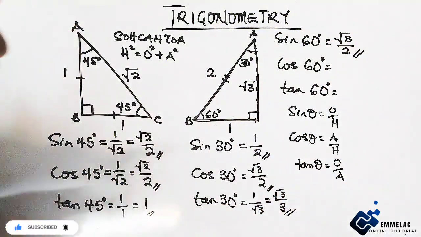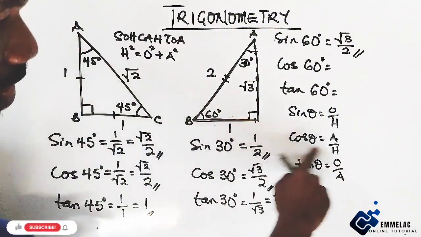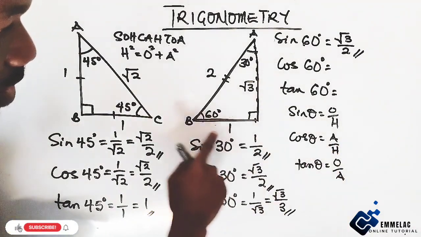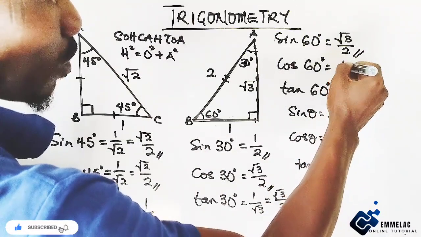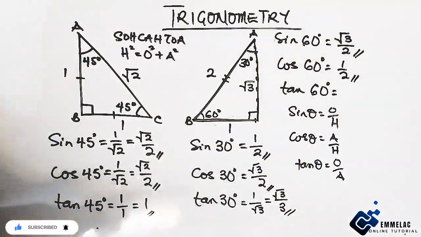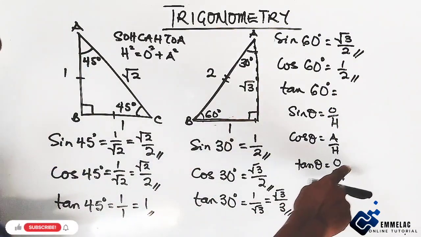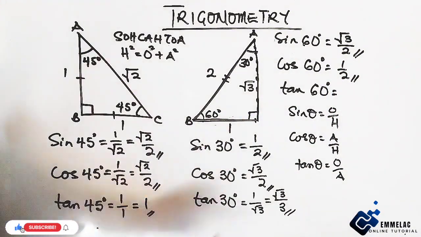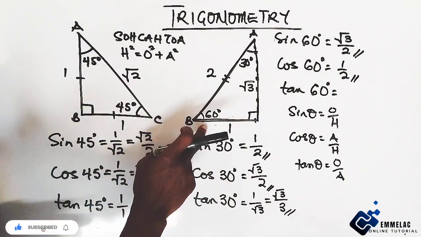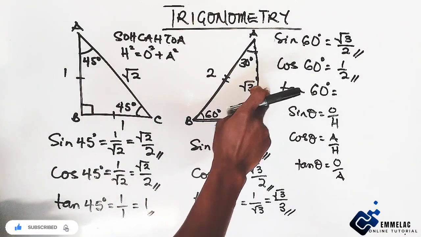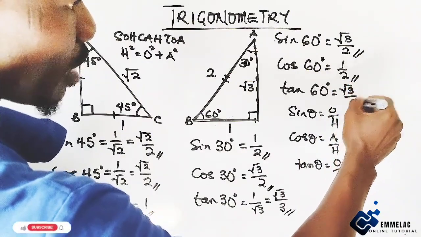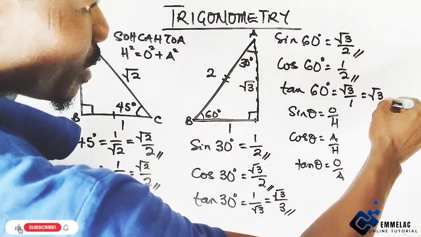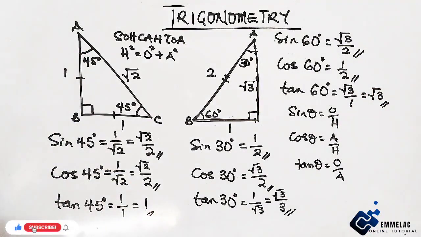Okay, now the cos 60. Cos 60 here is the adjacent over hypotenuse. This is 60, the adjacent is 1 and the hypotenuse is 2, so here you have 1 over 2 for cos 60. Now tan 60: tan 60 here is the opposite over adjacent, which is root 3 over 1, which gives us root 3 as the final answer.